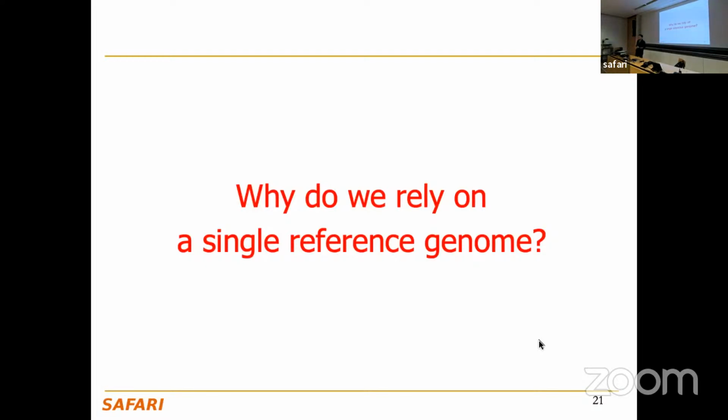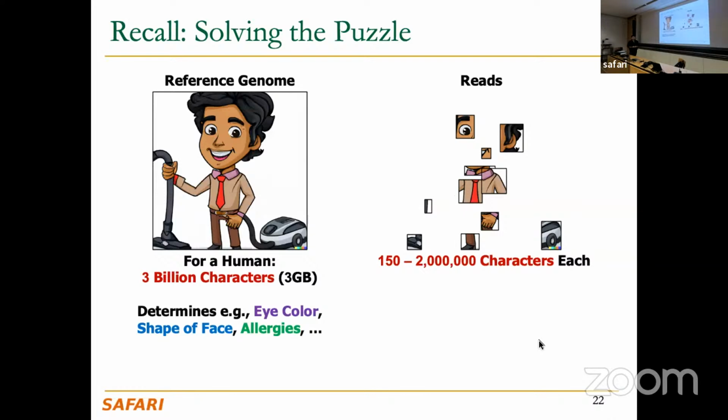So the second question is: initially I showed you we've been using a single reference genome, but do we really want to use a single reference genome? This can be problematic because a single reference genome can be representative of only a few individuals, right? And we really want to represent as many individuals as possible so that our analysis is accurate.